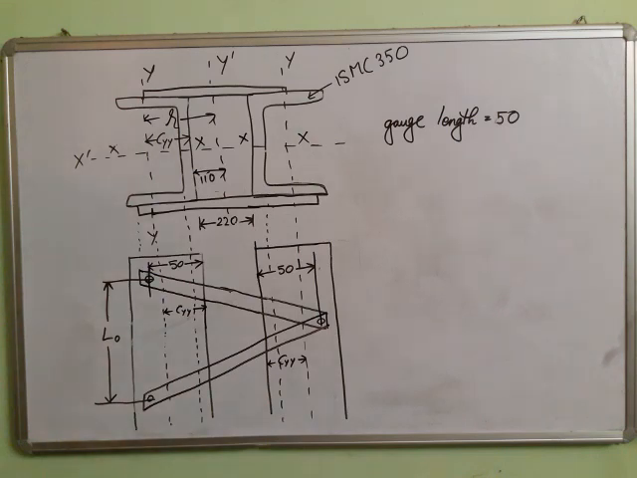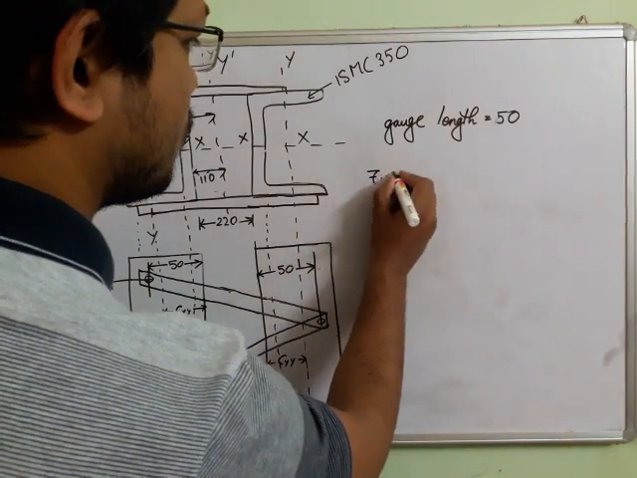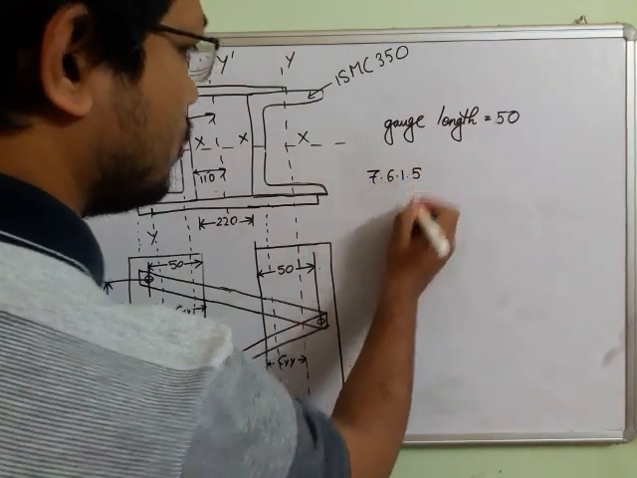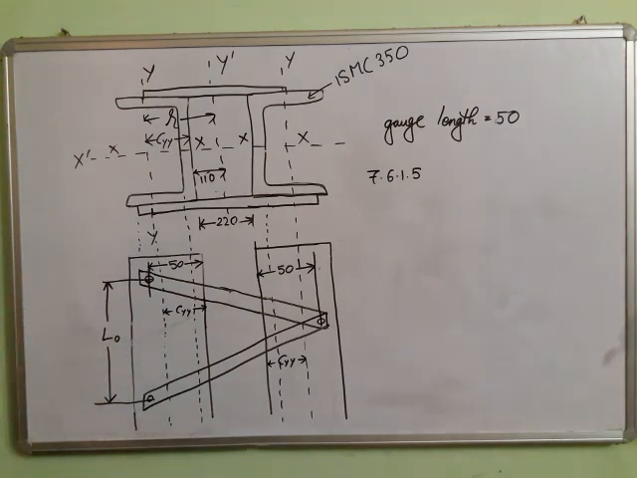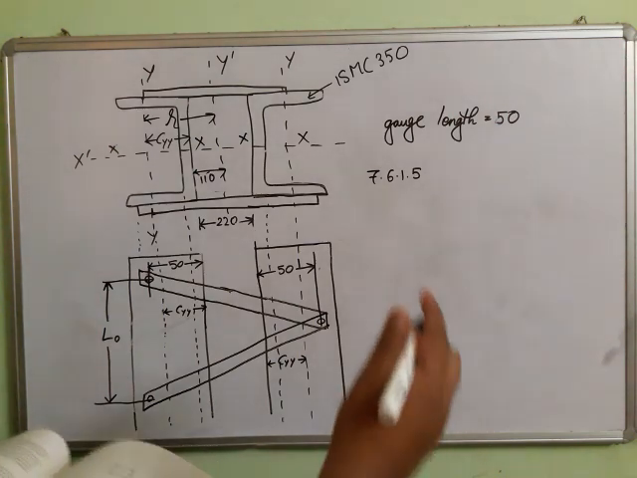The clause is 7.6.1.5. Here you will see that it is clearly written that the slenderness ratio should be taken as 1.05 times. So that's why we multiply it.